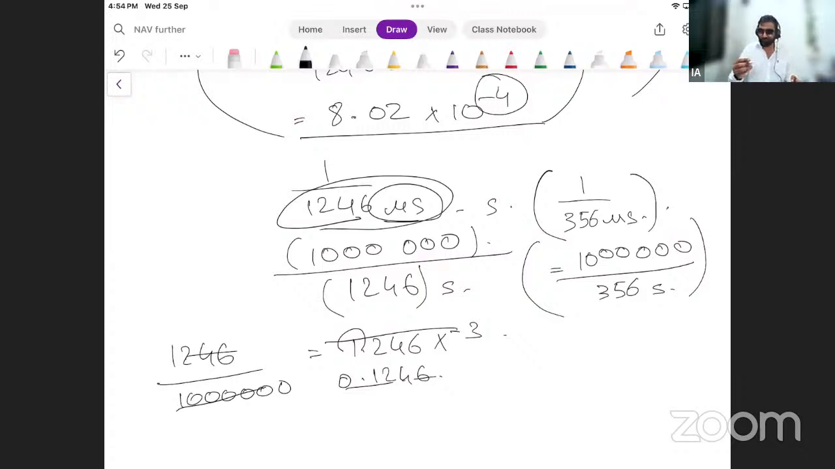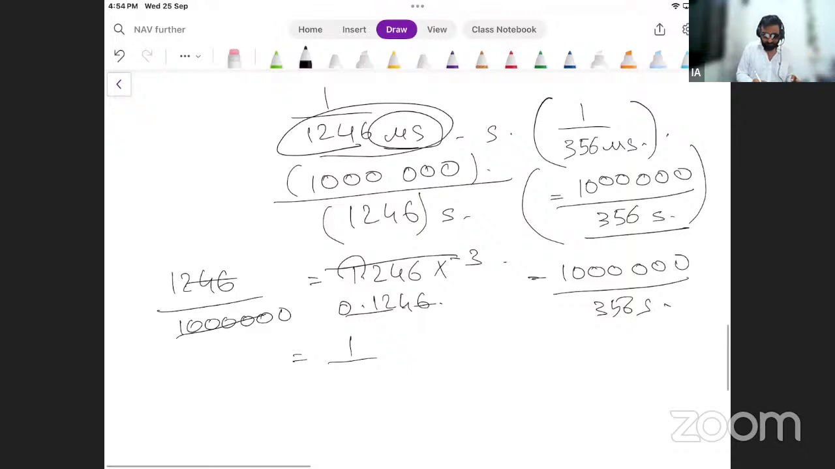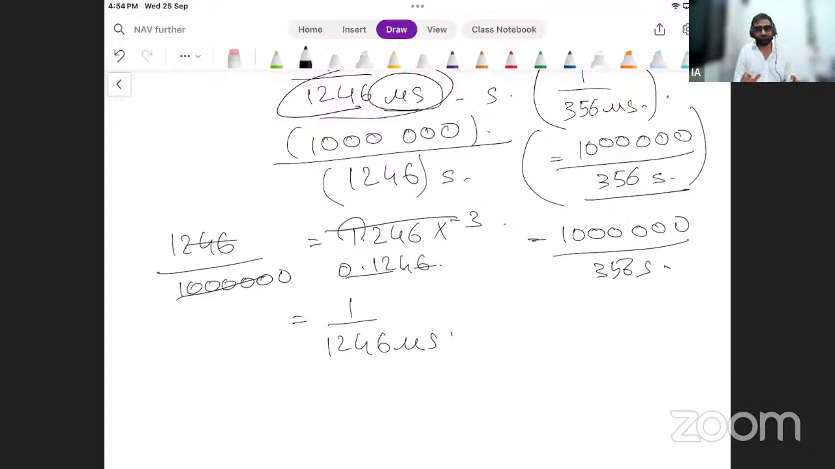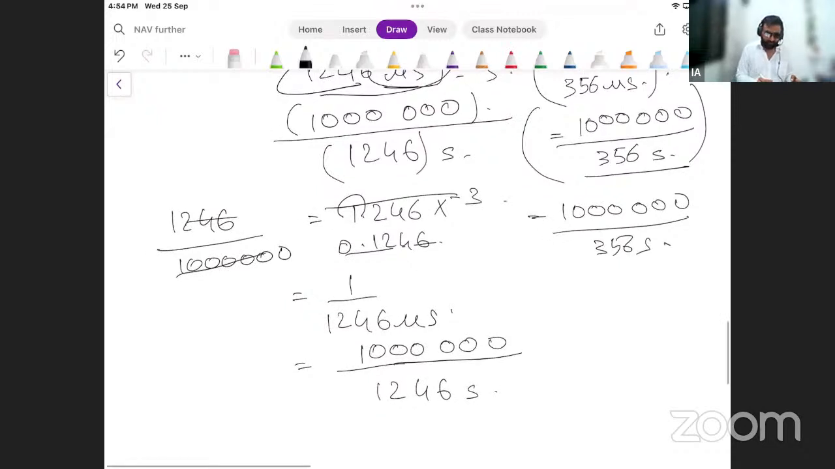Whatever microseconds you have, 1 upon certain microseconds, in order to convert it into seconds, you will say 1,000 upon whatever value in microseconds, the same in seconds. So again, the same formula, 1 upon 1246 microseconds. It's just a quick technique for you to not worry about math, but just remember this step, 1 upon 1246 microseconds into seconds is equal to, sorry, correction, 1000 upon 1246 seconds, like this. Now I can find my PRF in pulses per second.